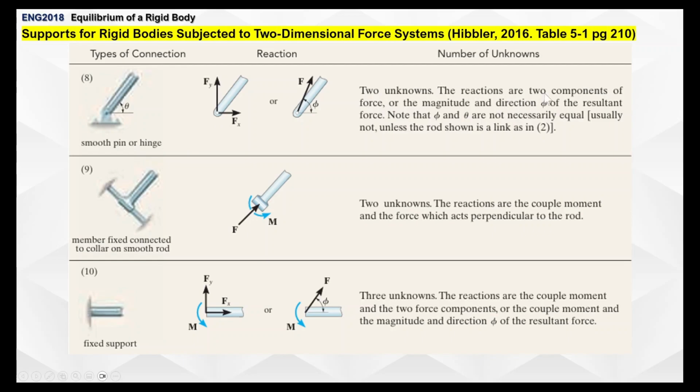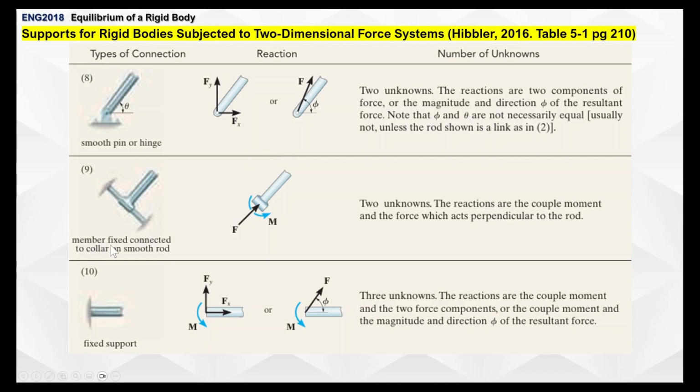It causes two unknowns. So the reactions are two components of force, or the magnitude and the direction theta and the direction phi of the resultant force. Note that phi and theta are not necessarily equal, usually not, unless the rod shown is linked, as in number 2. So why is the reaction horizontal and vertical forces here? Because the one thing that it doesn't prevent is moving side by side, but what it prevents, since it's pinned, a smooth pin or hinge, is upward and downward movement. So vertical movement and horizontal movement are prevented, except rotation.